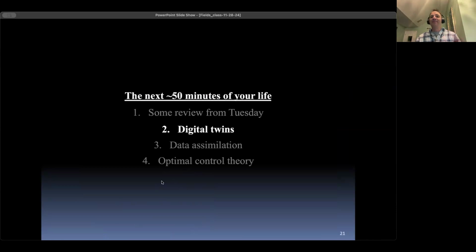All right, so that 10 minutes was all review from Tuesday. So now I'm going to slow down a little bit because hopefully now you have fresh in your brain all the types of measurement that we're using and then how we use that to calibrate the models to make predictions.